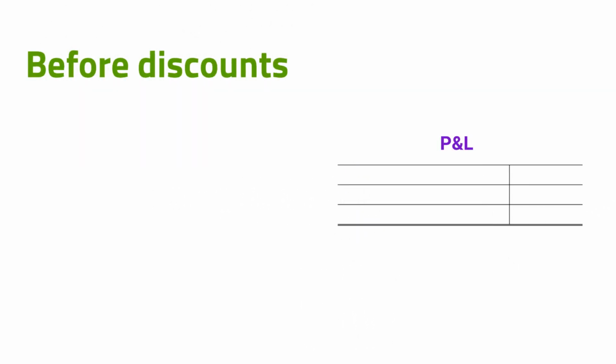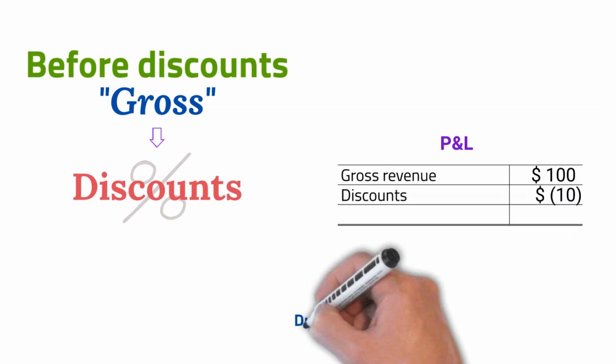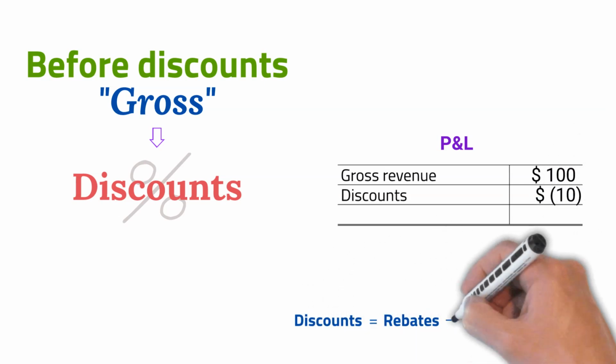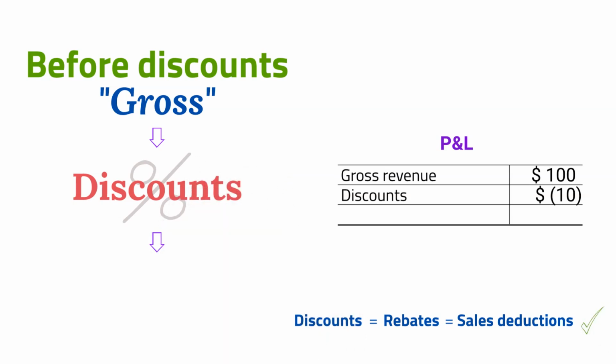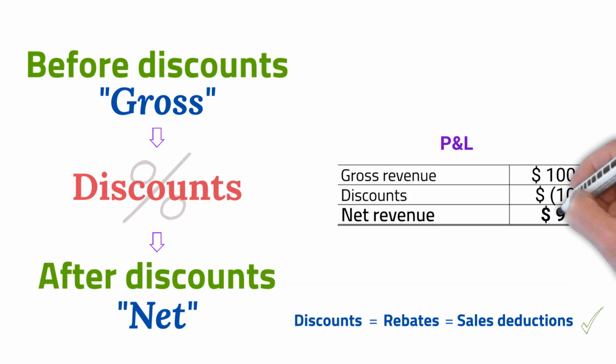How are the discounts reflected in the P&L? To reflect the discounts, we would need to distinguish sales between before and after discounts. For that, we could call our initial sales, which are based on the full prices, gross sales or gross revenue. This will be the total we could get. Below them we would record discounts. They can also be called rebates or sales deductions, etc. The result we receive after deducting the discounts is called net sales or net revenue. And that's the number we use in our calculations of the profits.